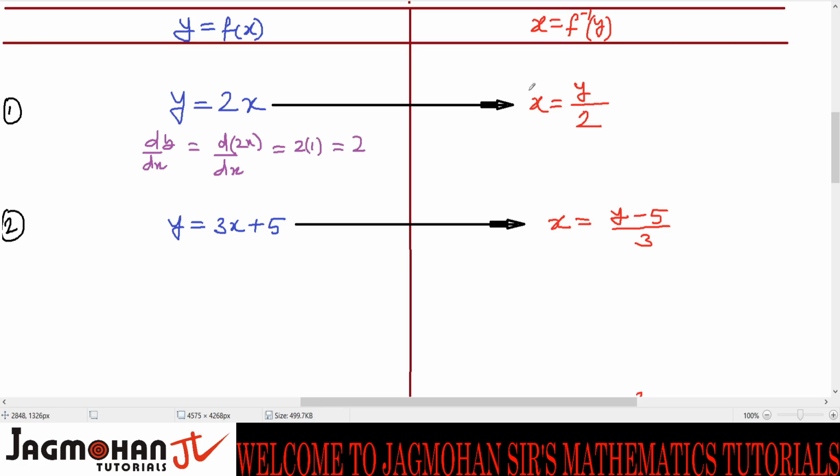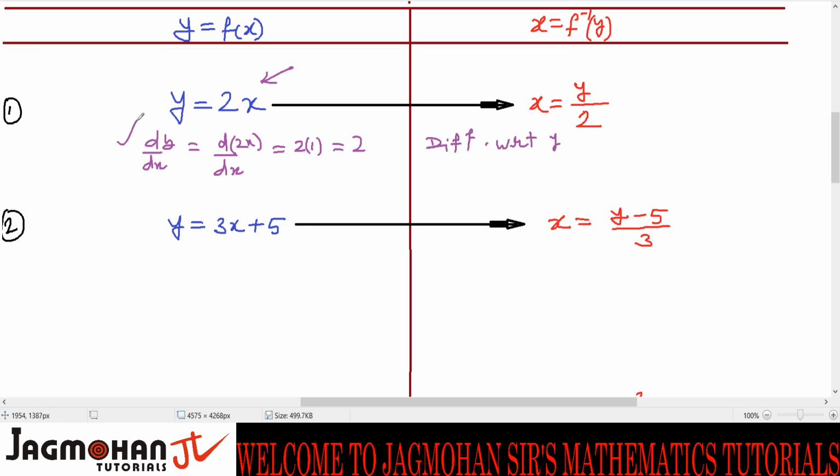Now here we have the inverse function of this function, x equals y by 2. So let me differentiate with respect to y. Remember students, here the independent variable is y. So you will differentiate with respect to y. So here I write, differentiating with respect to y.